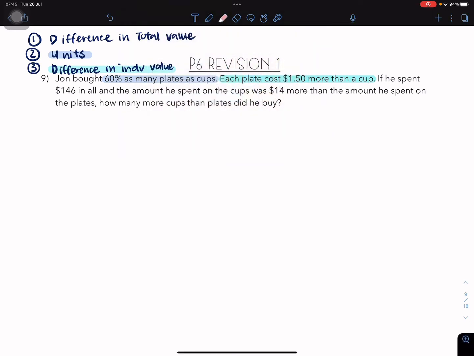Then lastly, they said that he spent $146 in all. The amount he spent on cups was $14 more than the amount that he spent on plates. That is the difference in our total value. So with this information, we have to know that it is the DUT. Difference in the total, difference in the individual, and that they give you units also. Again, do not skip the steps. Go by step 1, step 2, step 3. Step 1, difference in total value.